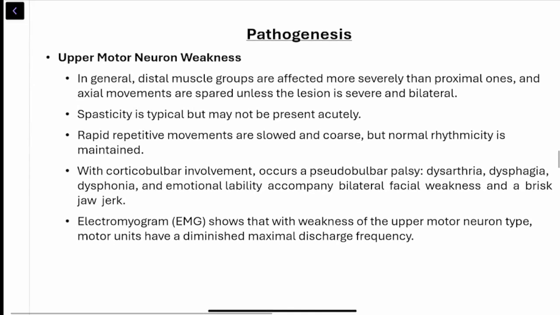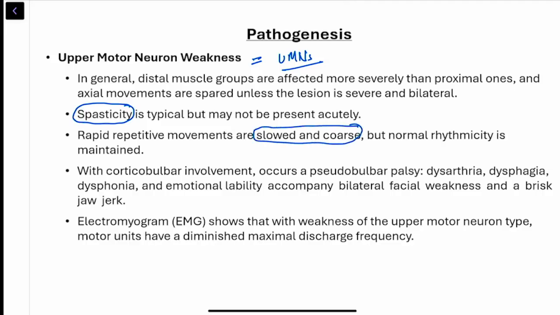Now what is the pathogenesis? In upper motor neuron weakness, upper motor neurons are involved, right? You will see spasticity, coarse and slowed movements, and dysarthria and dysphagia in case of corticobulbar involvement. You will see on EMG diminished maximal discharge frequency. This is all to be remembered in UMN weakness pathogenesis.